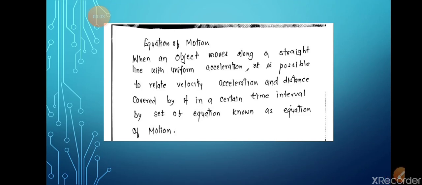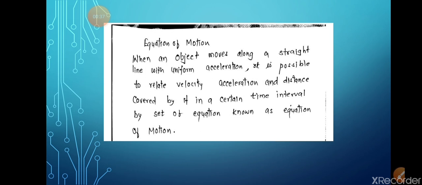So good morning students. Today we will discuss equations of motion, and we basically have three equations of motion. In the previous period we discussed the velocity-time graph, and a very important conclusion was drawn from that graph: the area under the v-t graph gives us displacement.